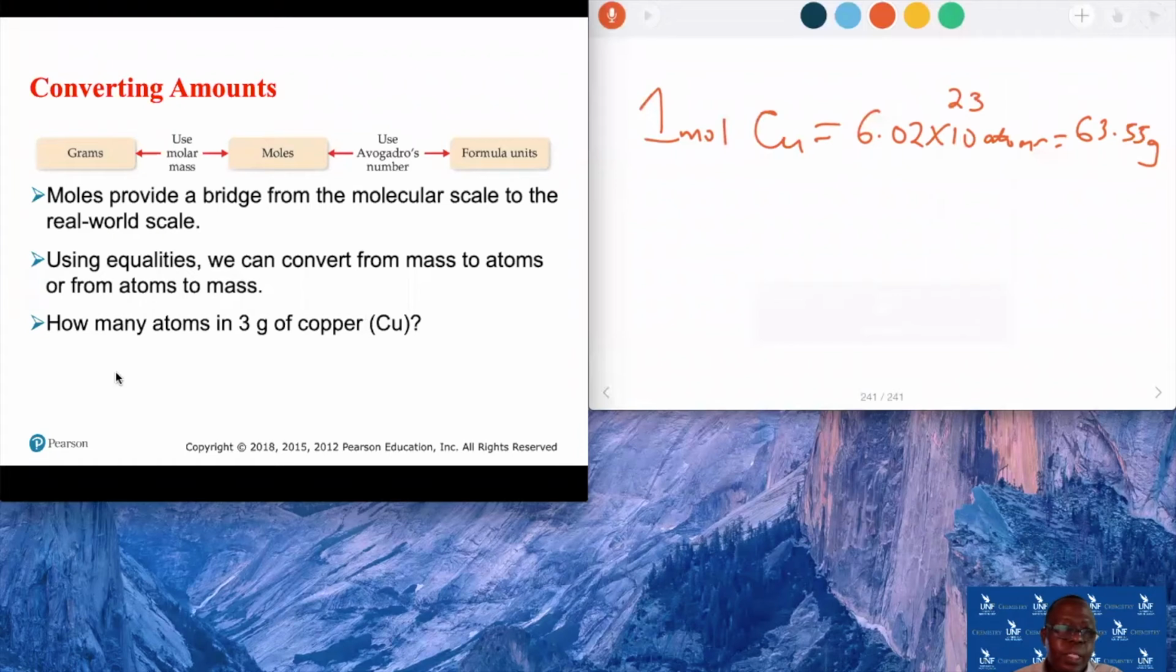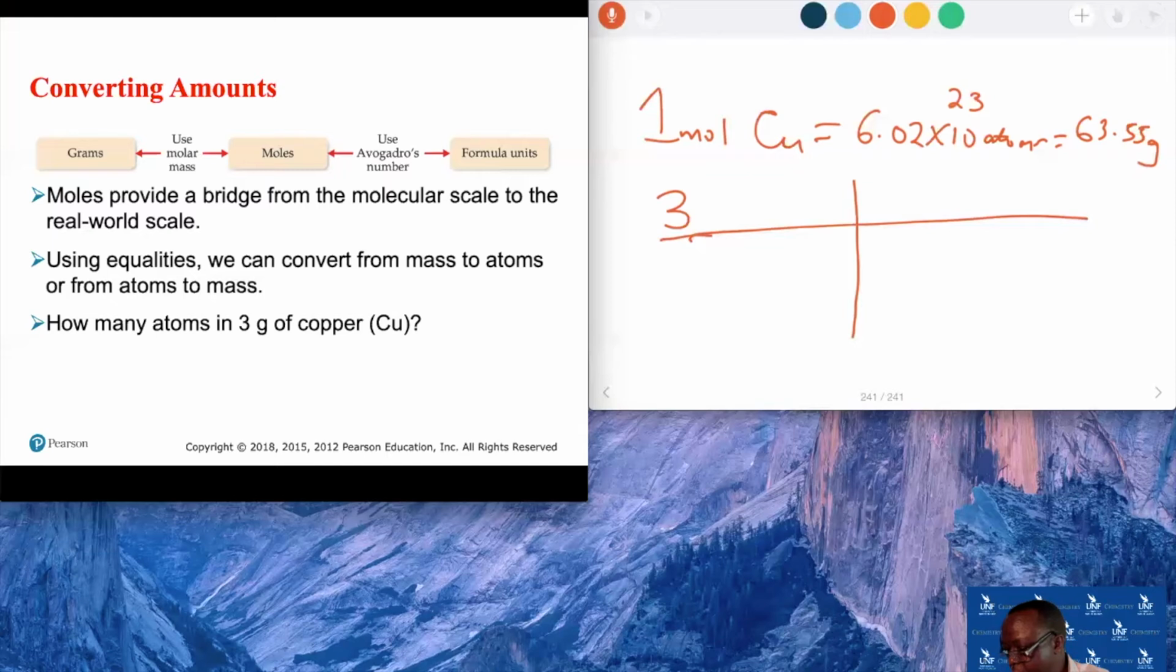I'm just synthesizing the information. Where am I getting this? I'm deriving it from the fact that I should know what a mole is in relation to the atomic mass of an element. I recommend that if you don't know how to set up your problems, write what you are given. We are given 3 grams of copper.